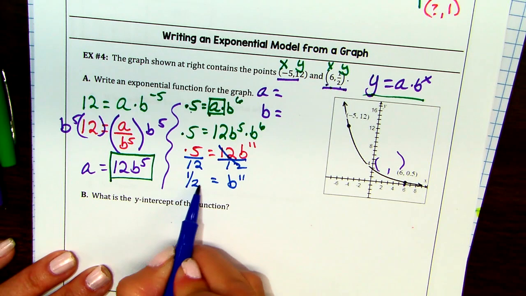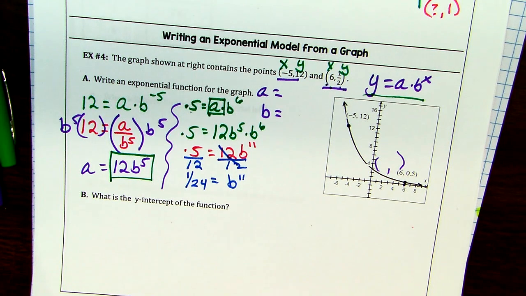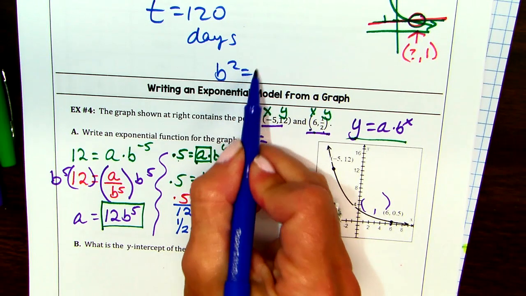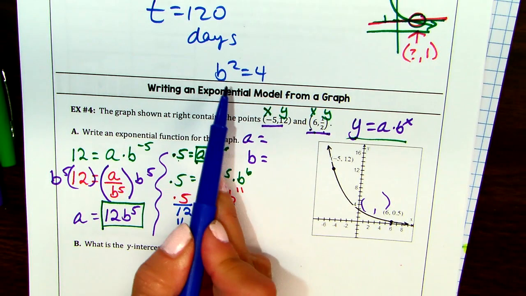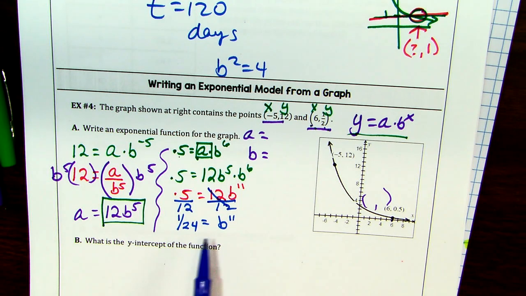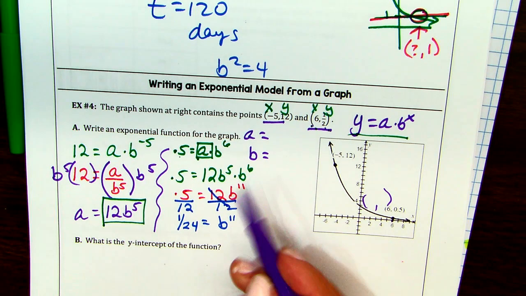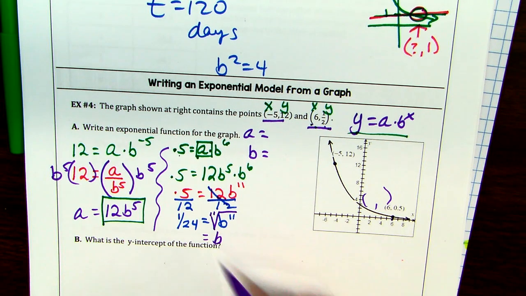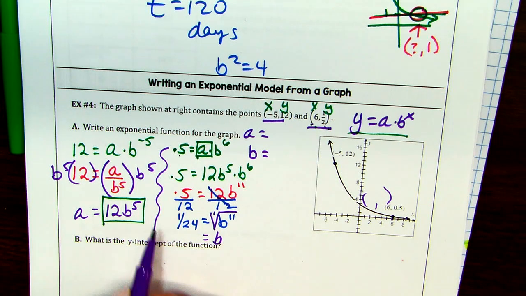But that's still not b. Could it be that we have to do this kind of math? What would we do here to get b by itself? Square root. So guess what? We're going to do the 11th root of b to the 11th. Because if I do the 11th root of b to the 11th, guess what? I'm left with b. But I have to do it to the other side.